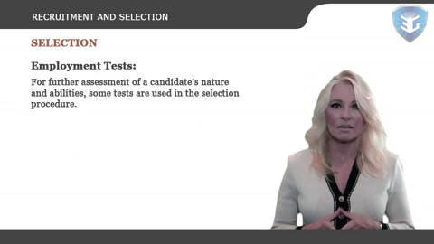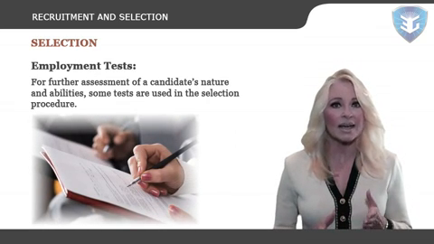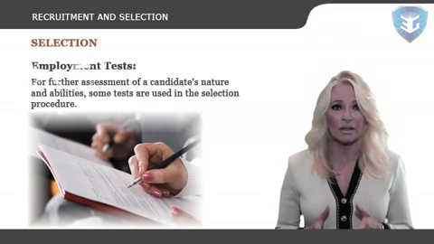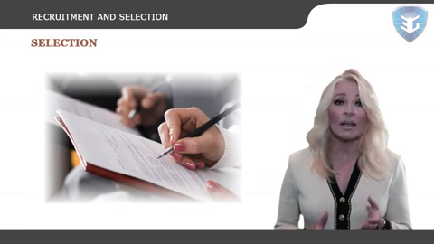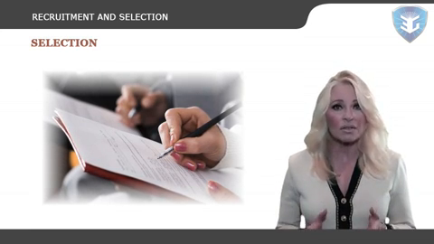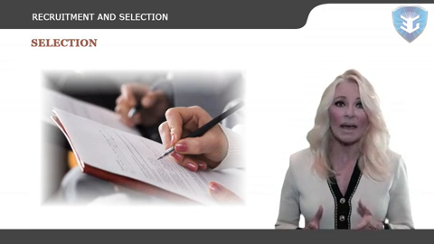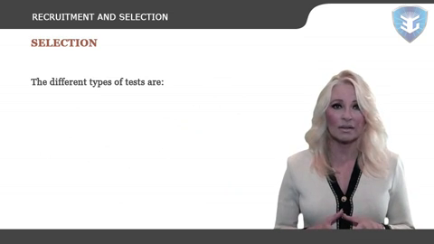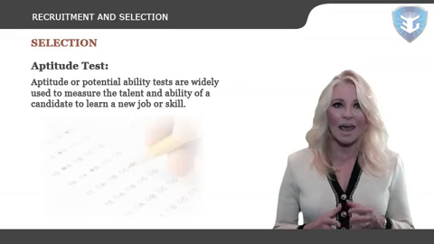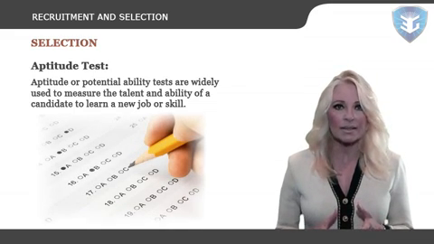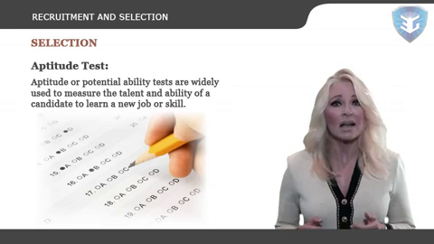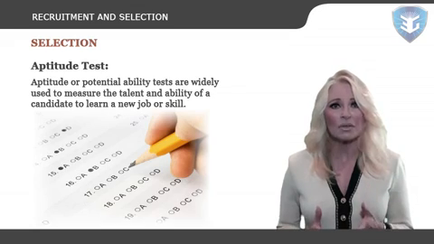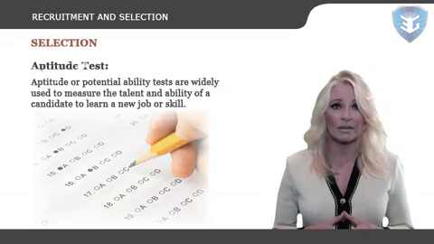Employment tests. For further assessment of a candidate's nature and abilities, some tests are used in the selection procedure. If tests are properly conducted, they can reduce the selection cost by reducing the large number of applicants to manageable levels. The different types of tests are aptitude test. Aptitude or potential ability tests are widely used to measure the talent and ability of a candidate to learn a new job or skill. Aptitude tests measure ability and skills.